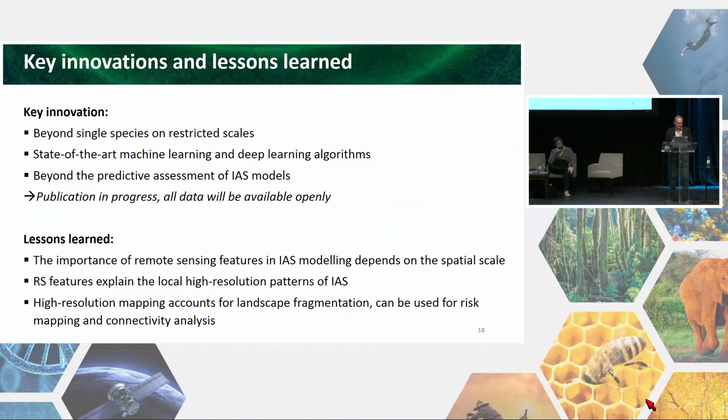So the major lesson learned of the project is that the importance of remote sensing features in IAS modeling depends on the spatial scale, and it's very important, of course, at the scale that we did in Belgium. EO-based features explain the local patterns of IAS, where the environmental features fail to do so because of the resolutions of these data sets. Modeling invasive alien species at high spatial resolutions has multiple benefits. It can help to assess landscape fragmentation, to identify risk areas and to analyze the migrations of certain species.